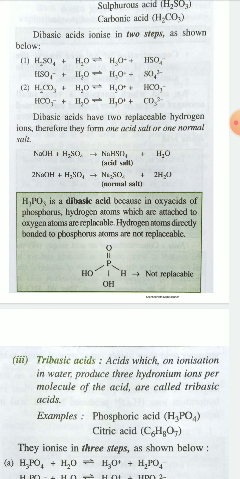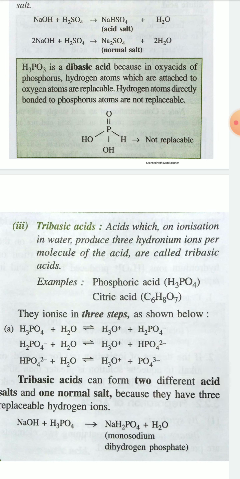Now tribasic acids can produce three hydronium ions per molecule of the acid. Examples: phosphoric acid, formula H3PO4, and phosphorus acid, H3PO3. You have to remember, phosphorus acid is a dibasic acid, but phosphoric acid H3PO4 is a tribasic acid. Citric acid, formula C6H8O7, is also a tribasic acid.